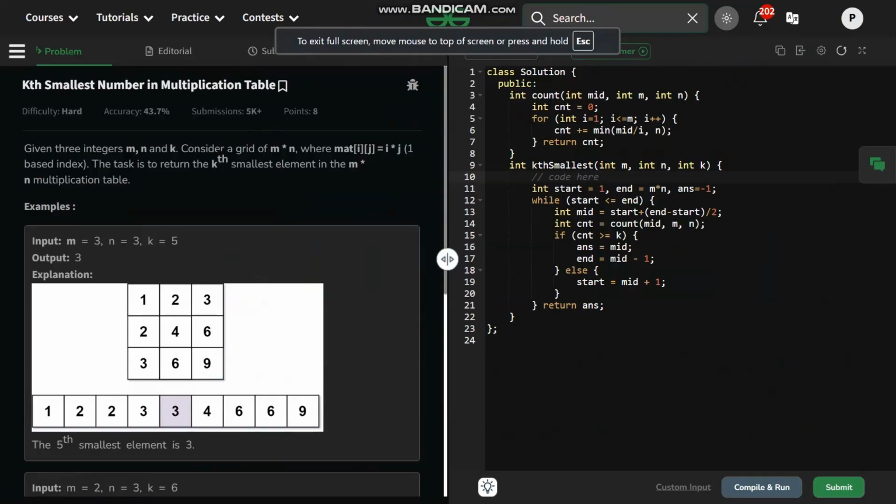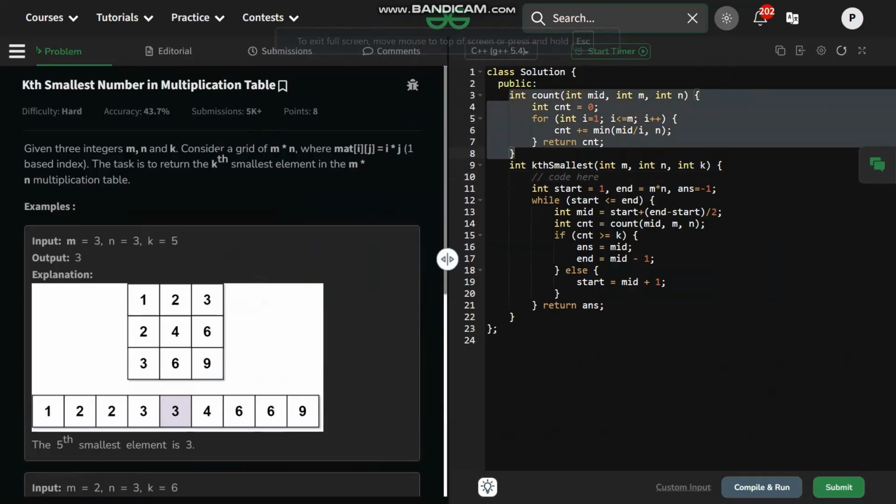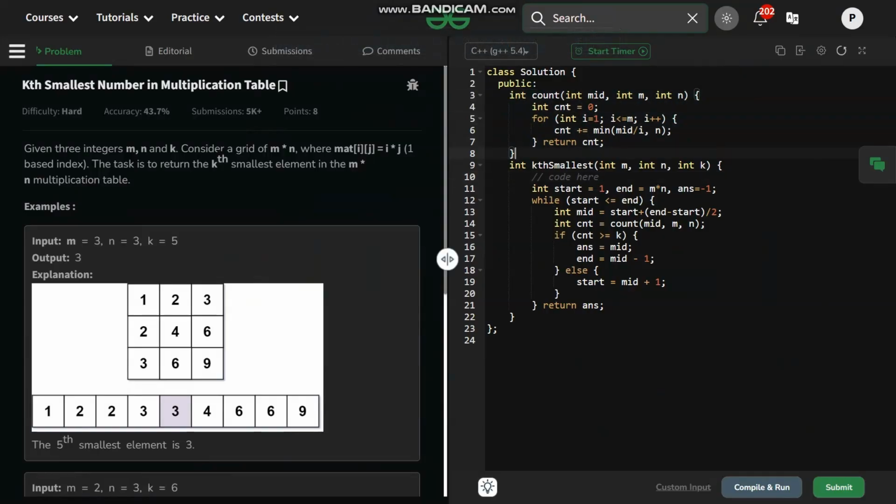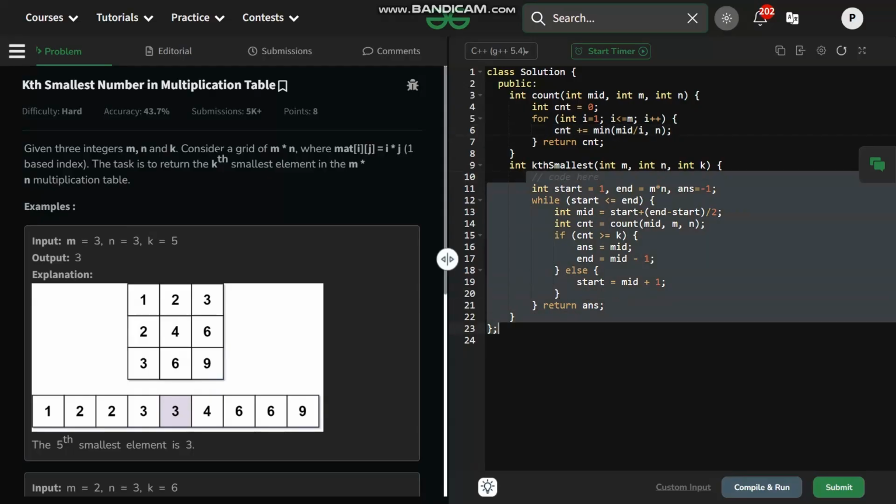This is the simple code. This is the code to count the number of elements that are less than or equal to mid. And this is the simple binary search.